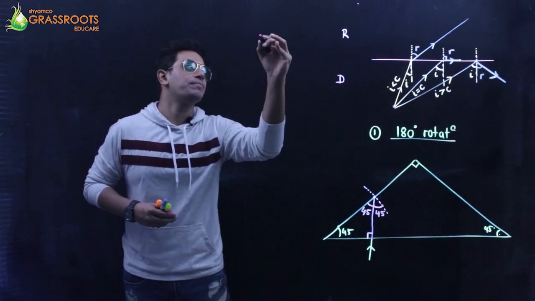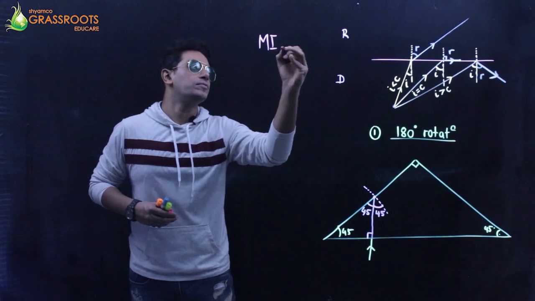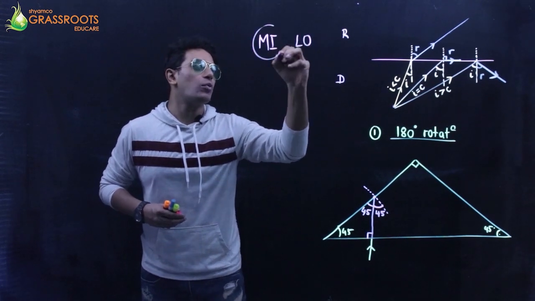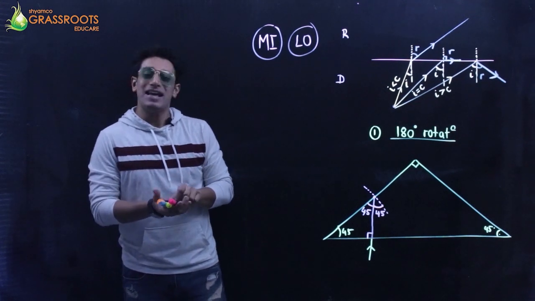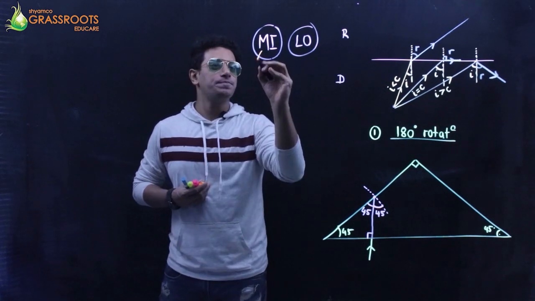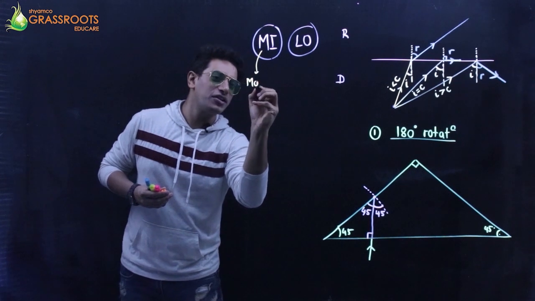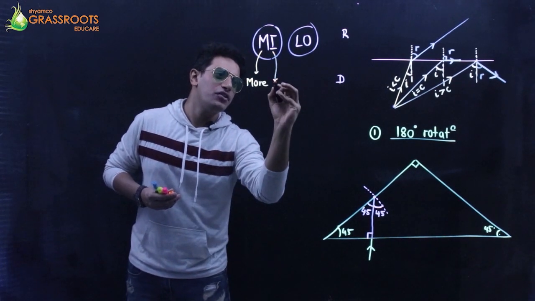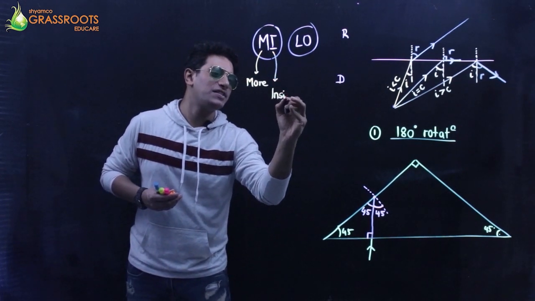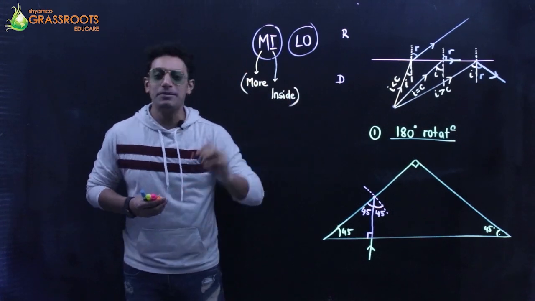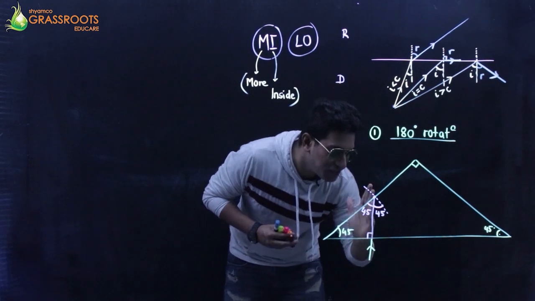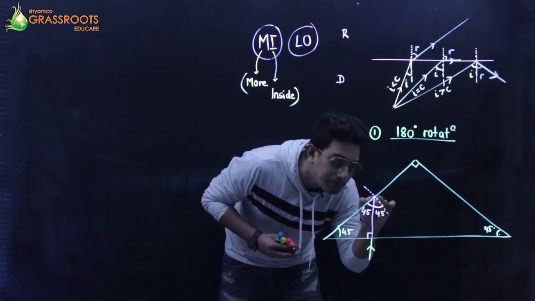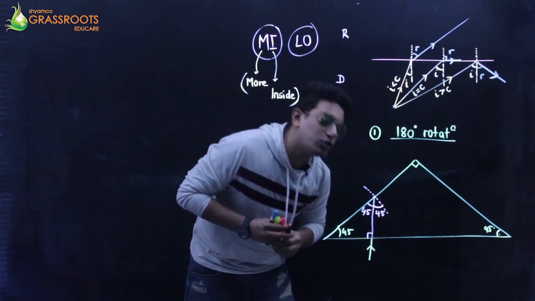Now there is something called the MEAN law concept. I'll just write it out here. Mean law. What does it stand for? M stands for more than the critical angle, the ray of light remains inside only. That means if the angle of incidence, this one, is greater than 42 degrees.